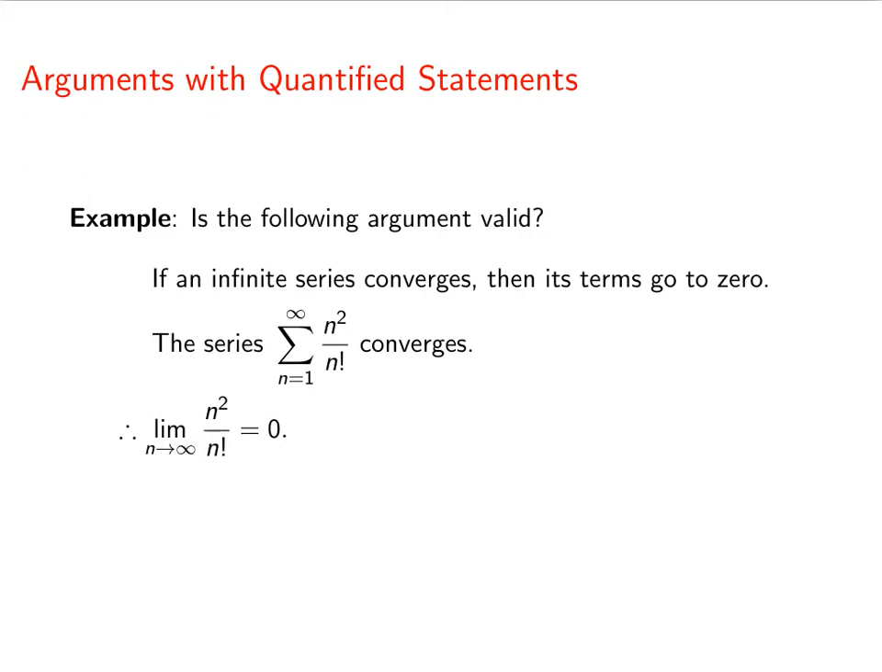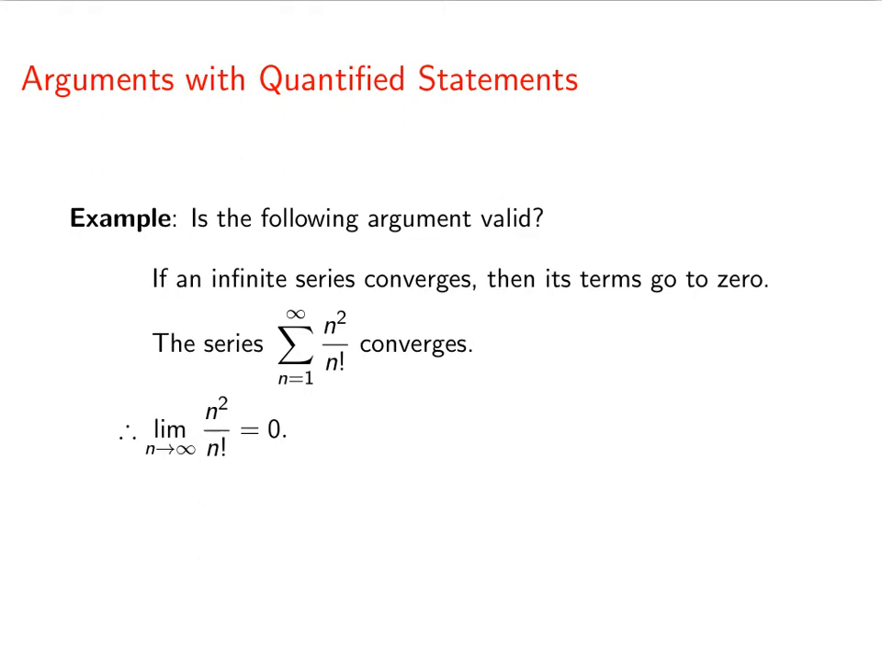Let's see if it's valid. If an infinite series converges, then its terms go to 0. The series, sum n goes from 1 to infinity of n squared over n factorial, converges. Therefore, the limit as n goes to infinity of n squared over n factorial is equal to 0.